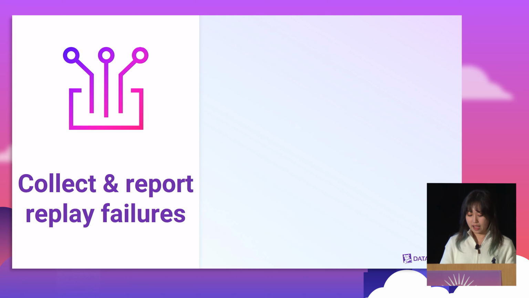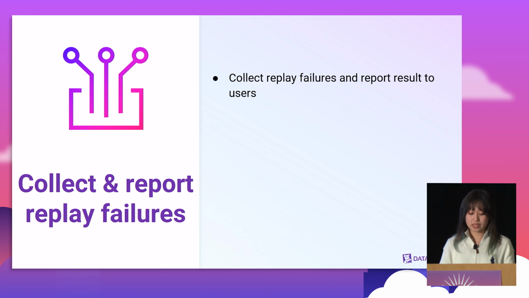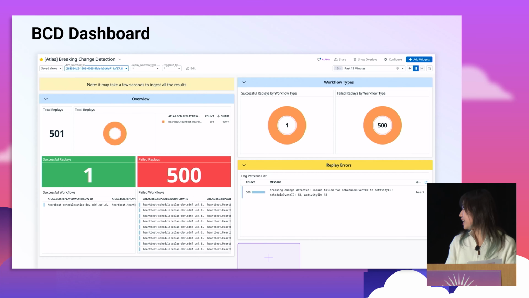So the final step is we would go ahead and collect and report the replay failures we got back to the user. In the report, we also have some additional features to help users better interpret the output. For example, in the output of the CLI, we link the BCD run to a Datadog dashboard that aggregates the results, which you can see here.